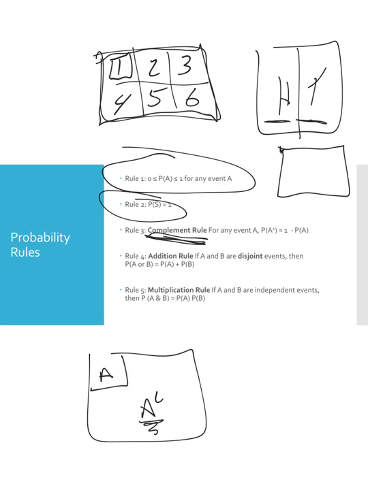Addition rule. Addition rule just means if you have disjoint events, meaning there's no overlap between the two, then the probability of one or the other happening is just the sum. So the probability of rolling a 1 or a 2 would just be the probability of rolling a 1 plus the probability of rolling a 2.